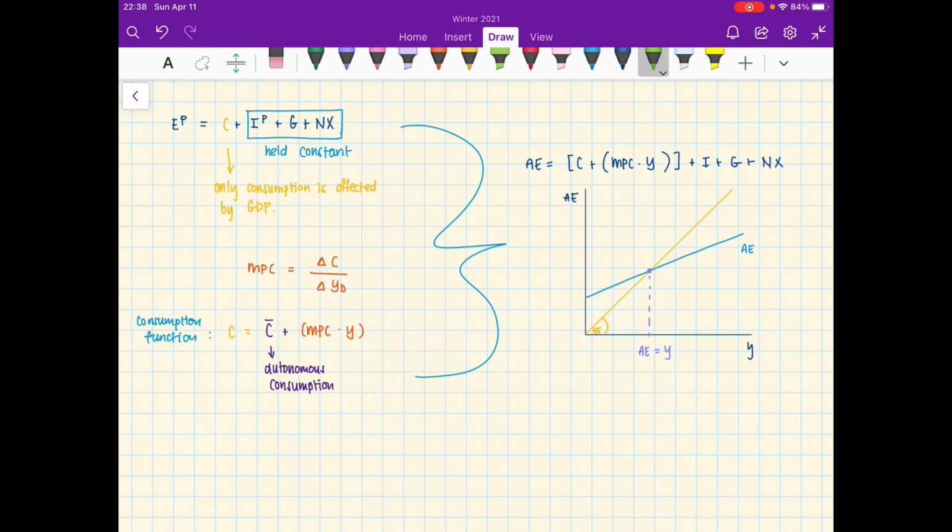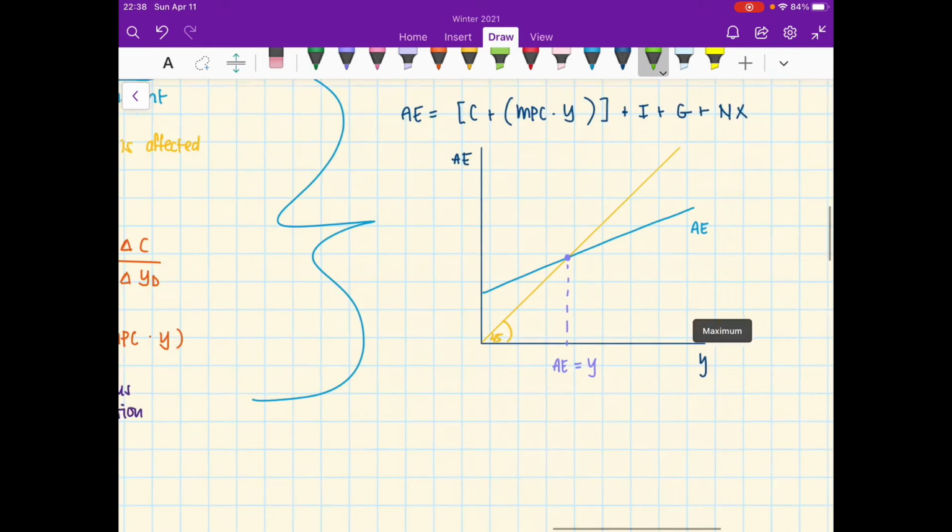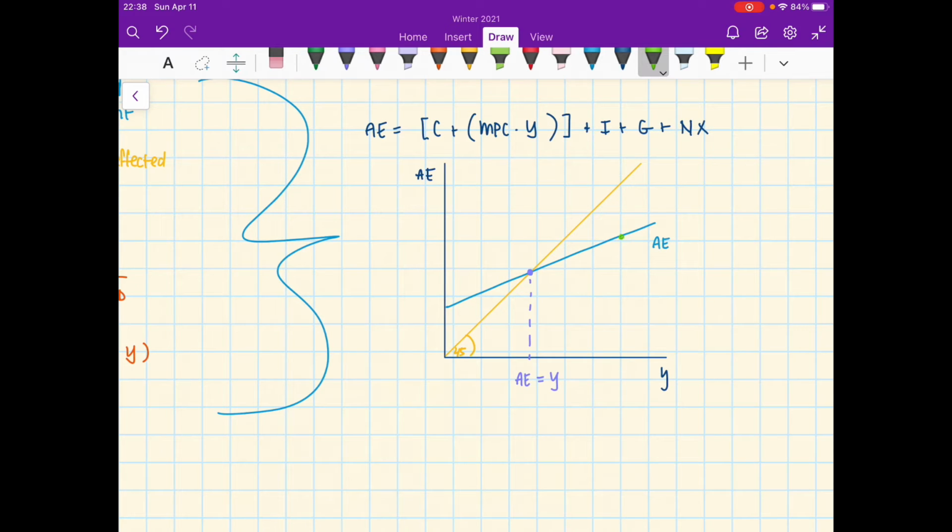Where this line crosses the AE line, planned expenditure is equal to output, and equilibrium is achieved, or AE is equal to Y. When equilibrium is not achieved, there's either an excess of inventory, such as in this case, where we have Y1, or there is a shortage in inventory, such as in this case, Y2. In both these cases, there's a change in inventory, and therefore we are not in equilibrium.